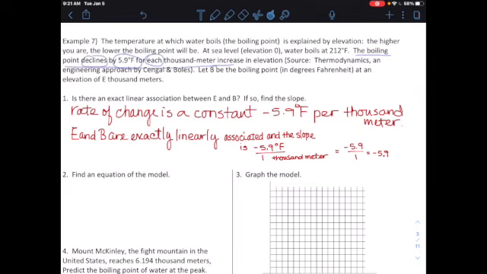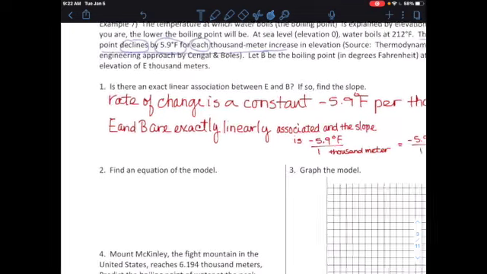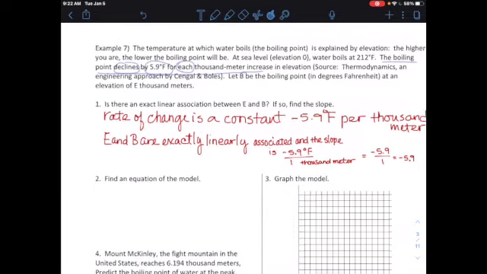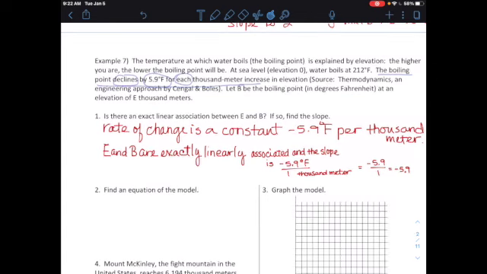So in this case, we are going to say yes, it's exactly linearly associated, and the slope is negative 5.9 degrees Fahrenheit over 1,000 meters. So we can just write it down as negative 5.9 over 1, and that's really just negative 5.9. I want to put those in the proper form for you so you can see they are all related. All right, so now they want you to find the equation of the model. Well, for the equation of the model you have to understand I need two things. One of them is my slope. The other one is my y-intercept.